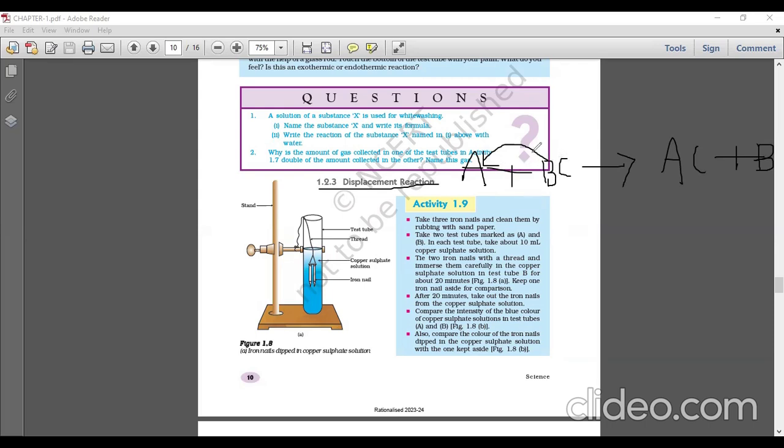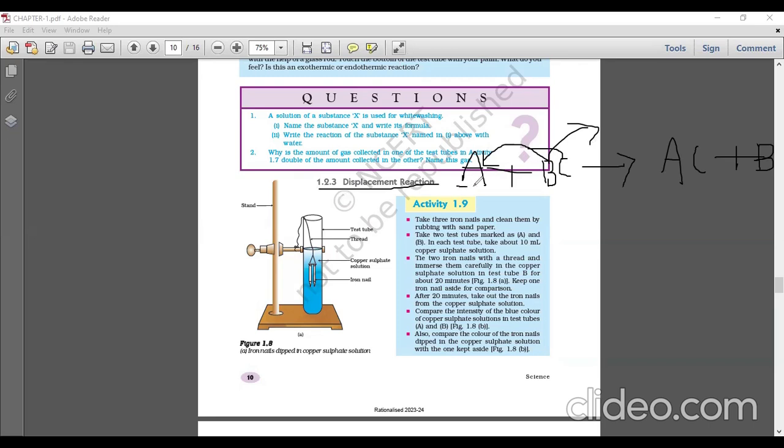Sorry, C is displaced and joined with the A, and B was removed from the compound. So this is an example of a displacement reaction. There are four types of reactions. So this is a displacement, and after that we study double displacement.